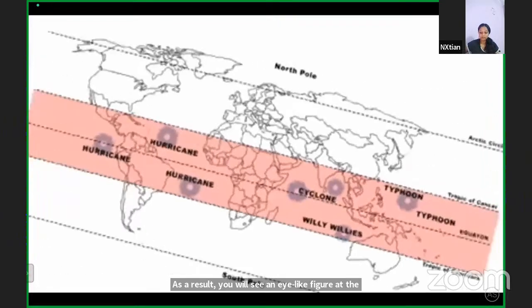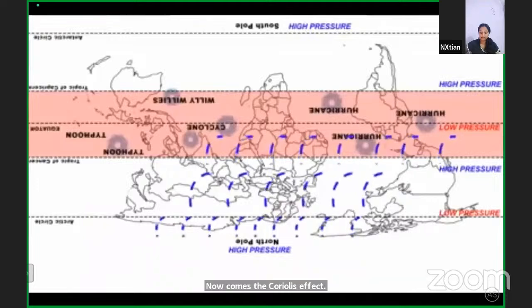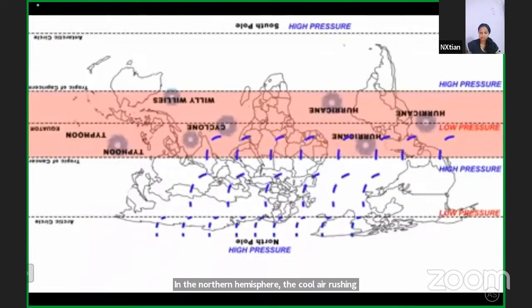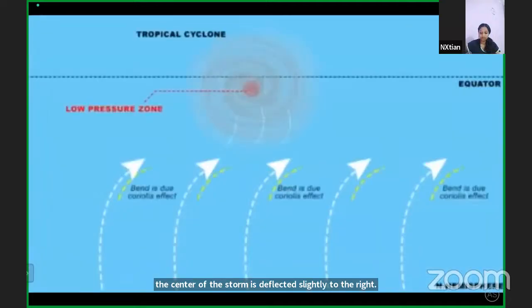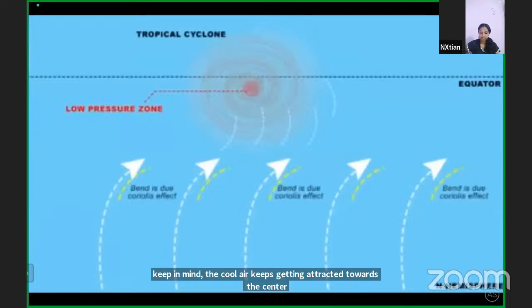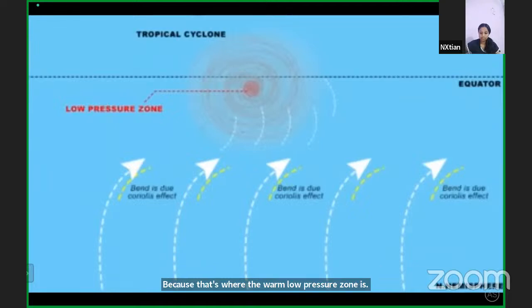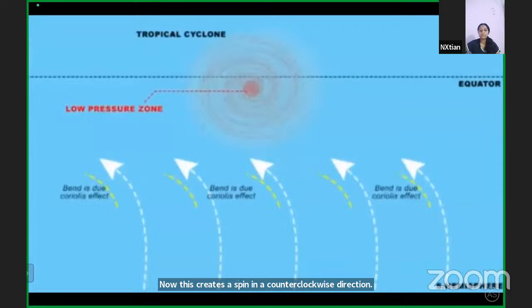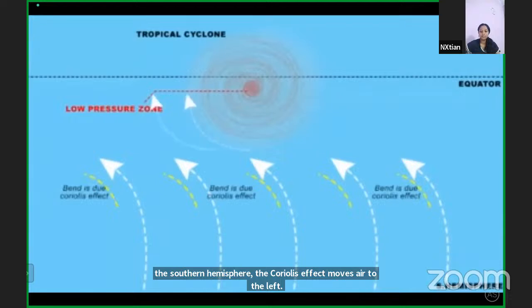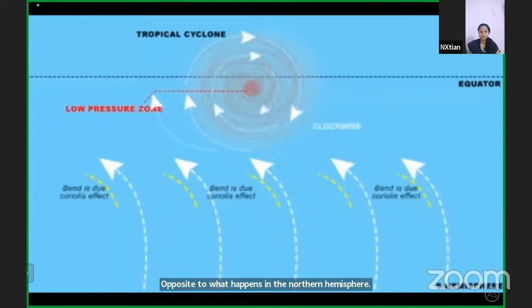Now comes the Coriolis effect. In the northern hemisphere, the cool air rushing towards the center of the storm is deflected slightly to the right. But keep in mind, the cool air keeps getting attracted towards the center because that's where the warm low pressure zone is. While moving towards the center, the cool air keeps getting deflected. Now this creates a spin in a counterclockwise direction. In the southern hemisphere, the Coriolis effect moves air to the left, opposite to what happens in the northern hemisphere. As a result, the spinning of the cyclone is in a clockwise direction in the southern hemisphere.